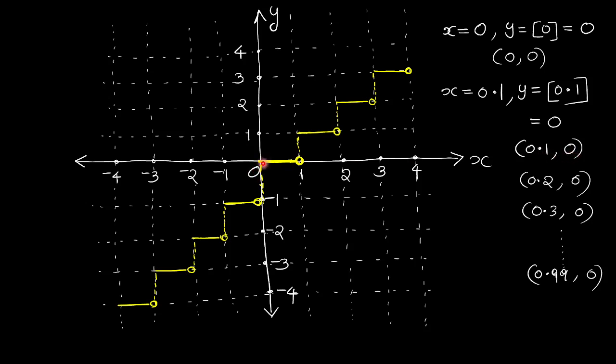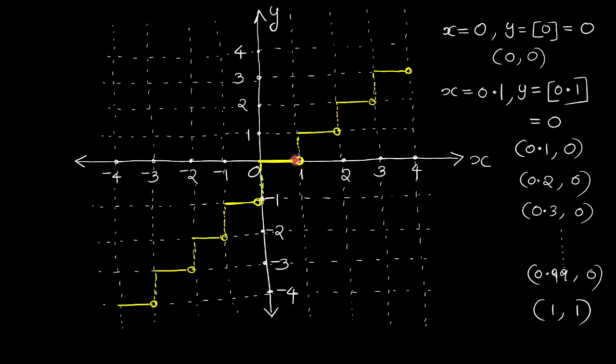0.10 will be here, right? 0.20, 0.30. If you plot all these points, you will get points on the x-axis. 0.999 is very near to 1, right? But if the x value jumps to 1, the y value will be the greatest integer of 1, which is 1.